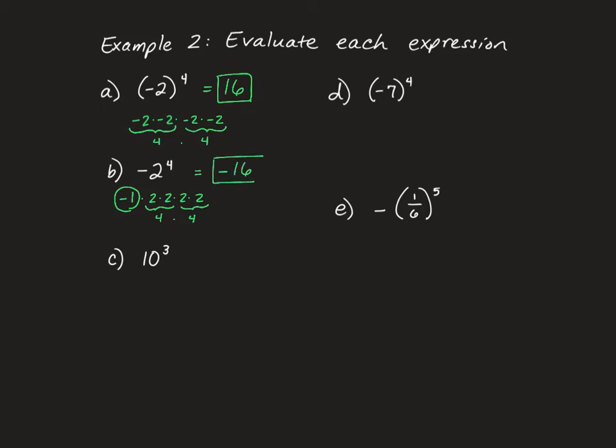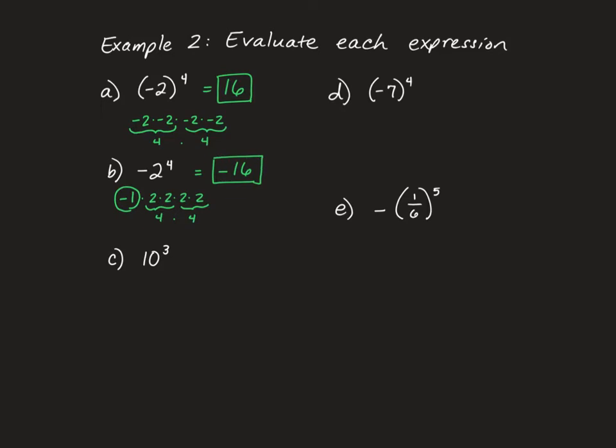Remember on the previous slide, I showed you that that parentheses really does make a difference with the answers. Letters A and B look very similar, but there are parentheses on letter A, which means it's a positive 16, and there's no parentheses on letter B, so the answer turned out to be negative 16.